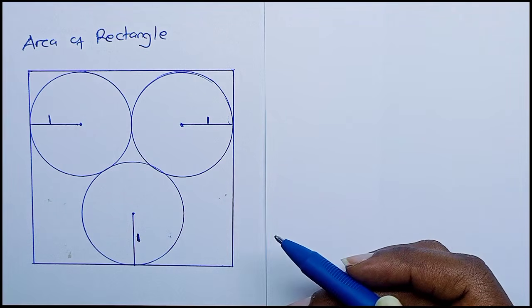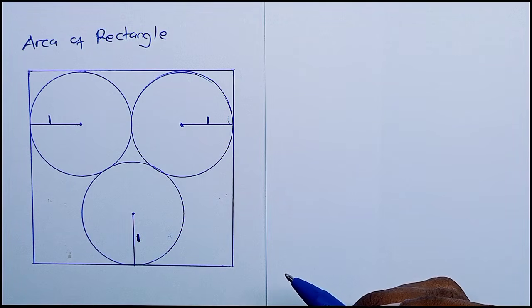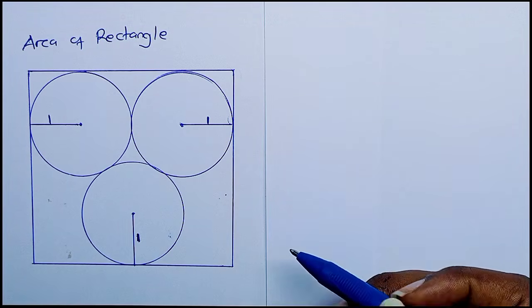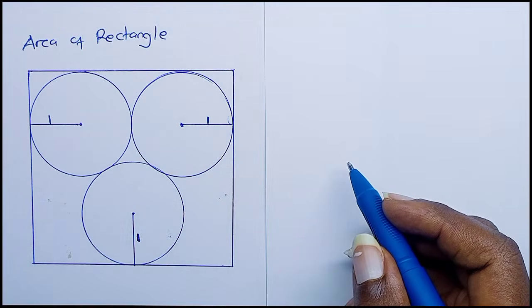So for us to find the area of the rectangle, of course, we are going to find the length and width, because area of a rectangle is given by length times width. So we need to determine this side length and also this side length.